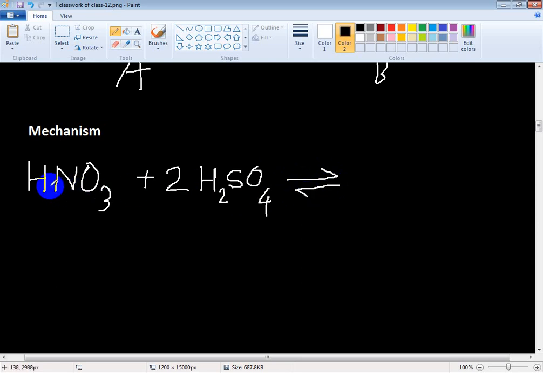Okay, this nitric acid will accept a proton, hydrogen, from here and become a conjugate acid. And this conjugate acid dissociates to form the nitronium ion. Nitronium ion.